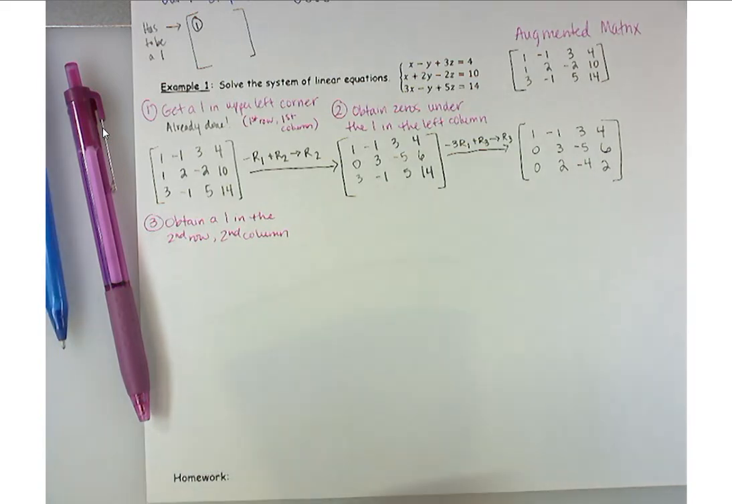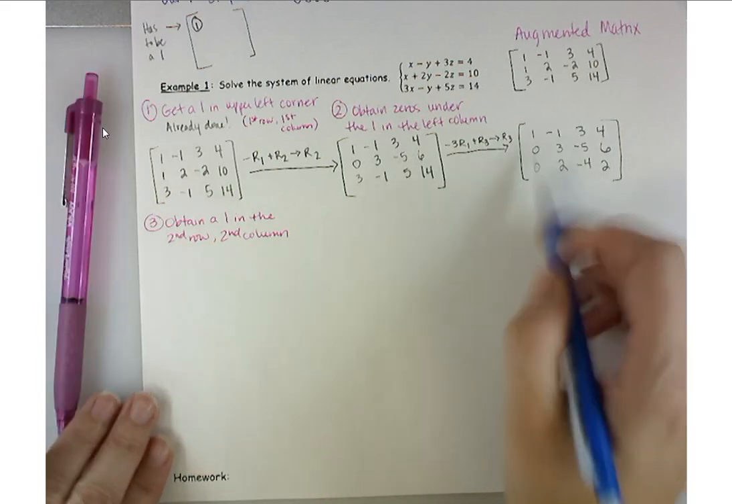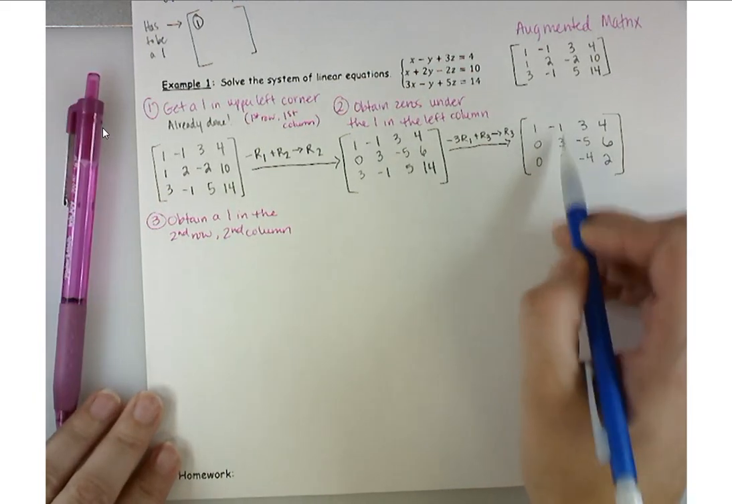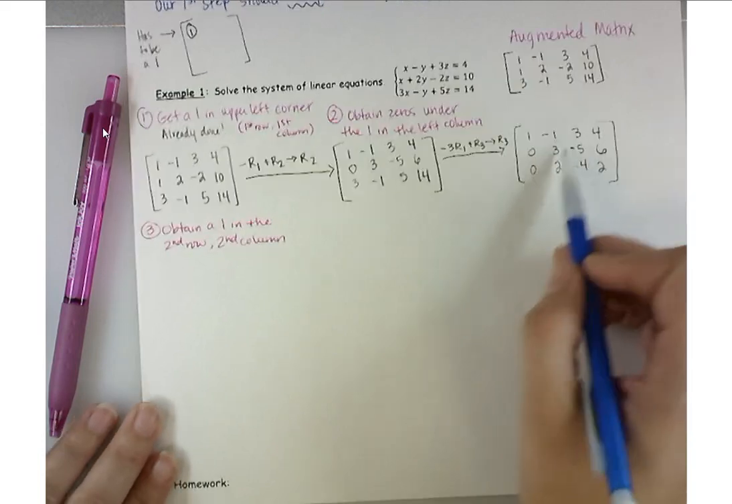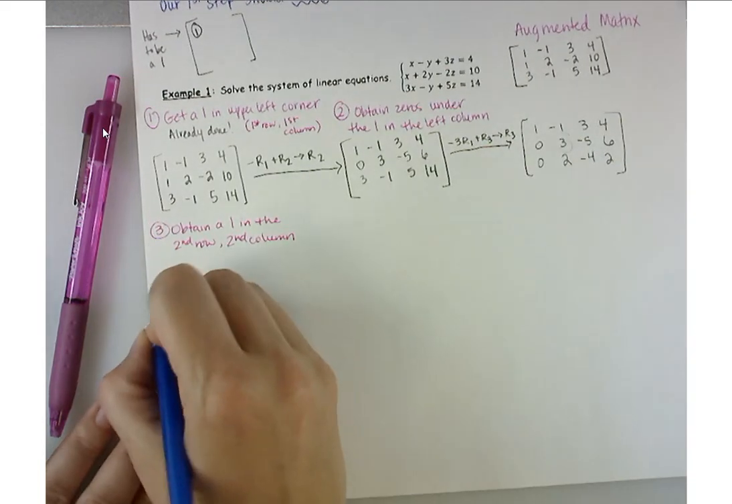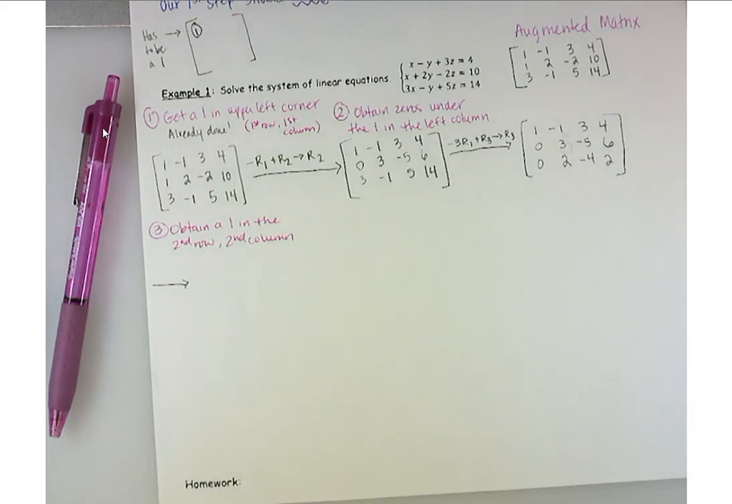Okay, so let's think about how we can get this so that I have a 1 in this position. Okay, so this 3 needs to become a 1. How can I do that? Good, okay, so the most efficient way is going to be to multiply by what?